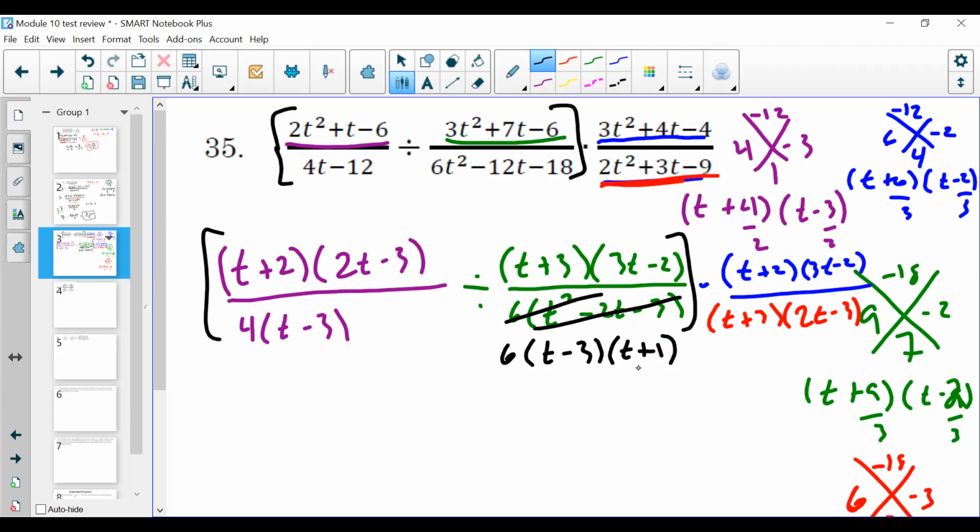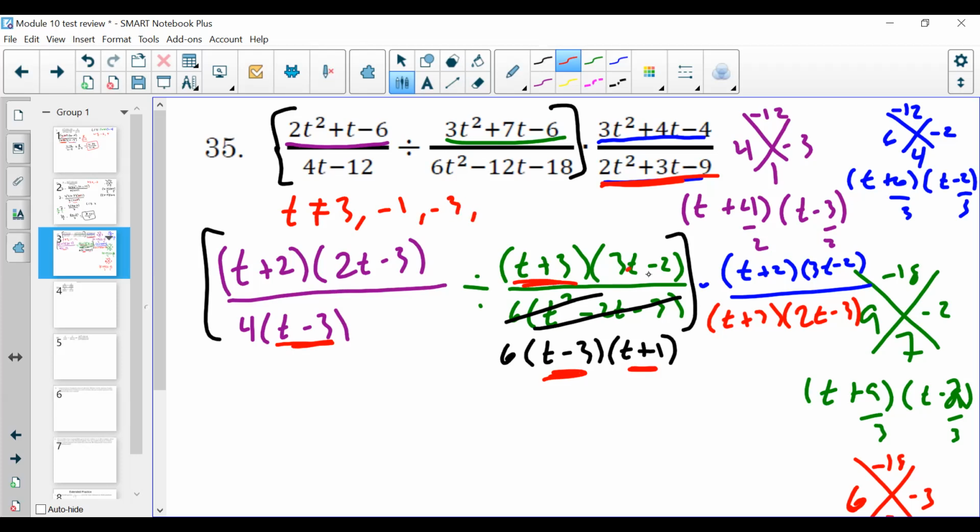So before I do anything, I'm going to figure out my restrictions. So my restrictions for this problem are going to be that t cannot equal 3 because it's t minus 3. It cannot equal 3 again because it's another t minus 3. It cannot be -1 because that's t plus 1. This is a division problem right here, so I'm going to end up flipping this fraction. So I also cannot equal -3 because that's t plus 3.